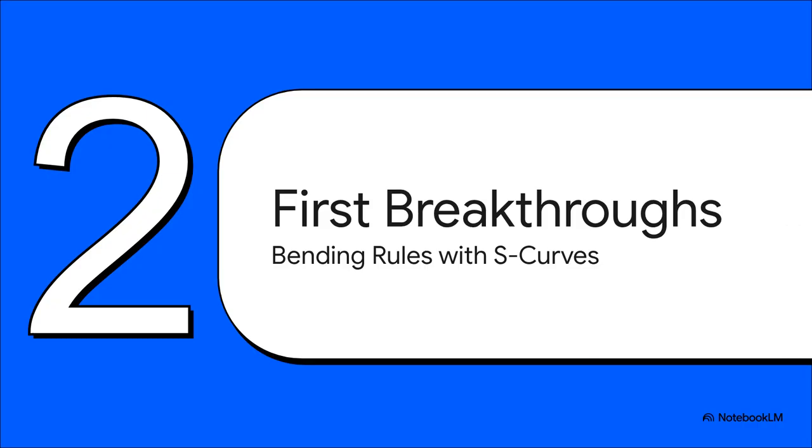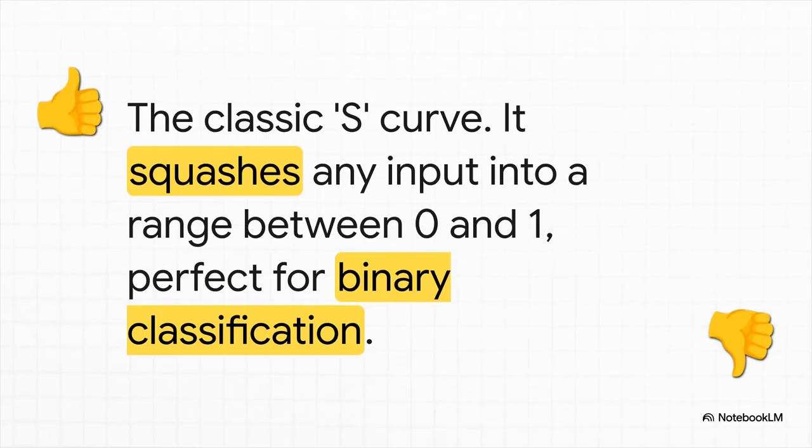Okay, so how did the early pioneers of AI first figure out how to break out of that linear prison? Well, their solution was actually really elegant. They used these smooth S-shaped curves that could gently bend the data and finally allow networks to start modeling more interesting things. So, meet one of the originals, the sigmoid function.